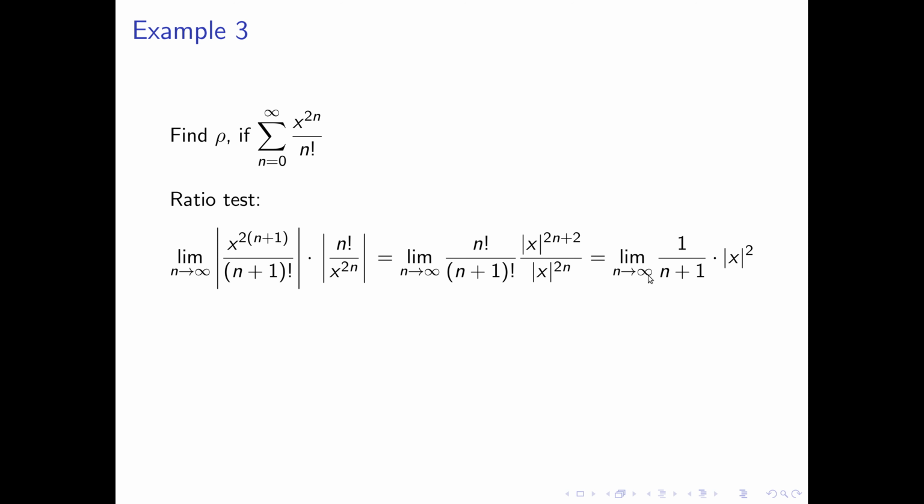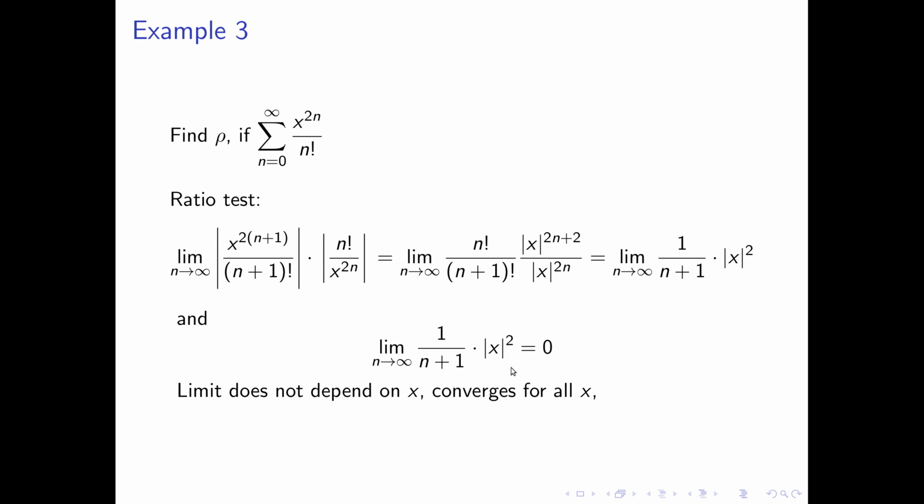Good. When I take the limit as n goes to infinity, this x squared doesn't depend on n at all. And so this whole thing depends on just 1 over n plus 1. And so what is this limit as n goes to infinity? That is 0. That's interesting because the limit is always 0. It doesn't depend on x. So what does that mean? That means the series converges for all x, right? The series converges for all x. Therefore, the radius of convergence is infinity. Good.